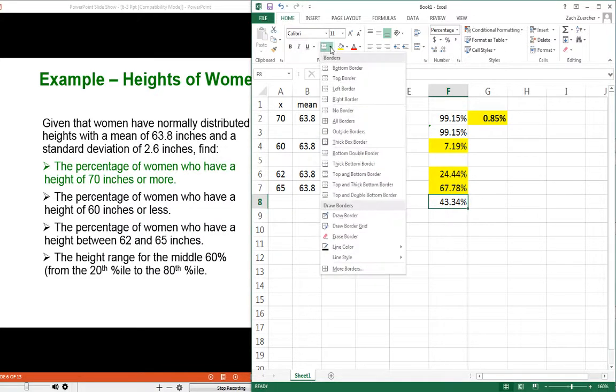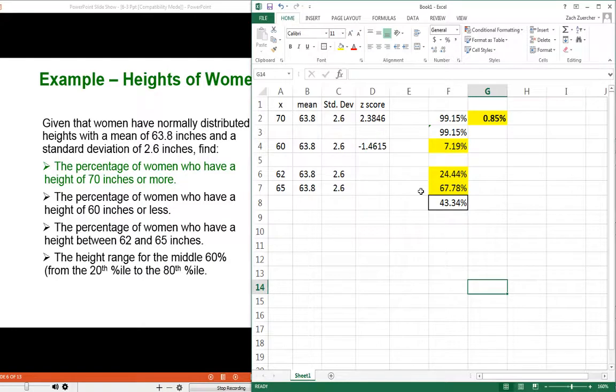That is the percentage of the women whose height is between 62 and 65. To figure out the percentage of the women between those two numbers, we just calculated the difference. Okay? And then finally down here, we want to calculate the height range for the middle 60%.